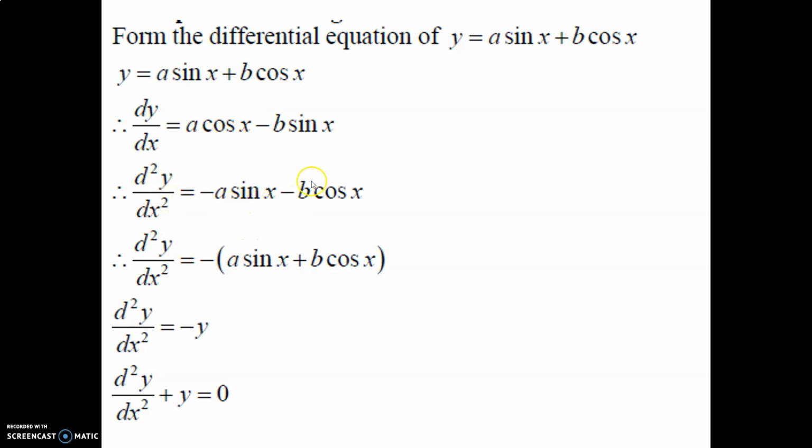What is the derivative of cos x again? Yes, it is minus sin x. What is the derivative of sin x? Only cos x. So minus we take common. d square y upon dx square is equal to minus a sin x plus b cos x. So d square y upon dx square is equal to minus y. So d square y upon dx square plus y is equal to 0. So we form from this solution our ordinary differential equation, d square y upon dx square plus y equal to 0.